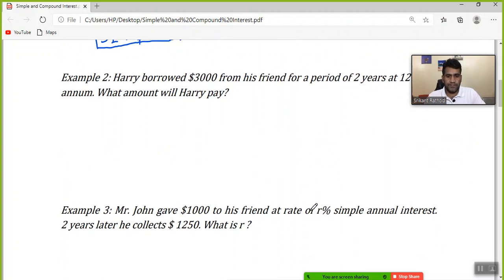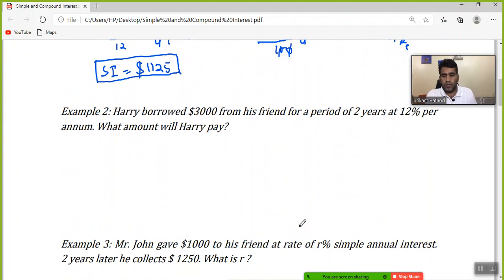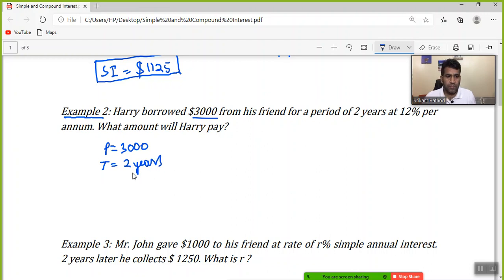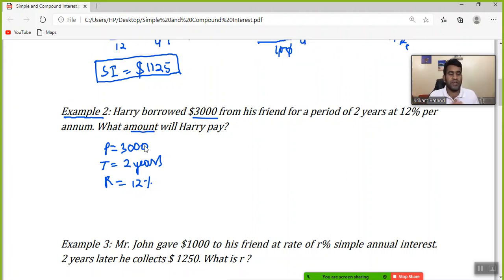Let's take another example. Example number 2. It says Harry borrowed $3,000 from his friend for a period of 2 years at 12% per annum. What amount will Harry pay? The principal amount he borrowed here is 3,000, so the value of P is 3,000, the time period is 2 years, and the rate of interest is 12%, but they are asking what amount.